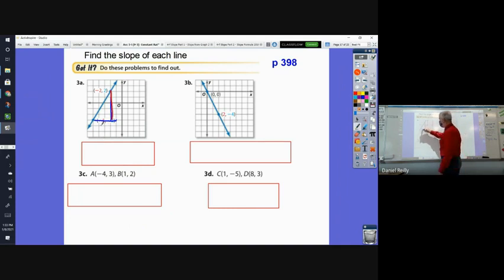-3. It's not negative. Okay, because we always go left to right. We always go left to right. So the run is 3. That's the run. And the rise is 5. 1, 2, 3, 4, 5 blocks. Both are actually negative. That's the rise. If you don't do block counting, both are negative.